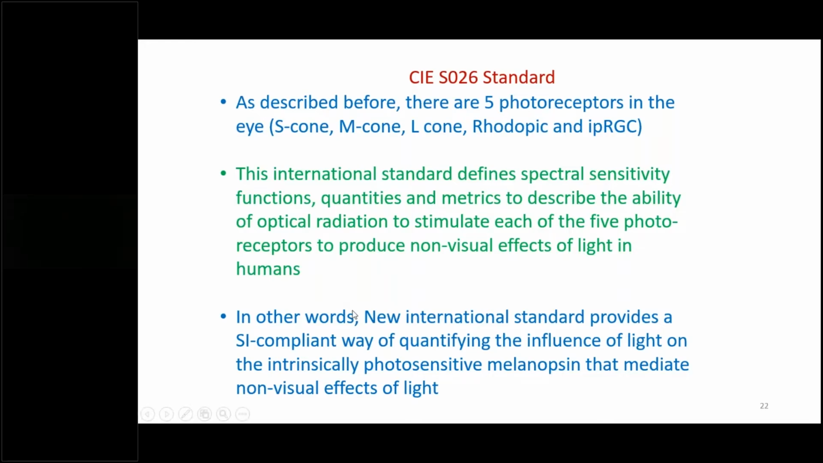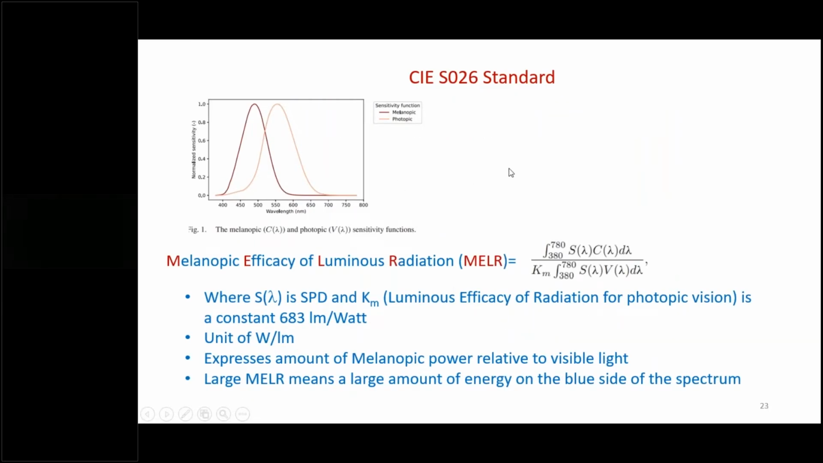So in other words, the new international standard basically provides the SI-compliant way of quantifying the influence of light on the ipRGC melanopsin that mediate non-visual effects of light. So it talks about how these quantities affect the production of melanopsin, or how they affect the circadian function of the body. That's why these parameters have been defined. So let's try to understand some of these parameters.